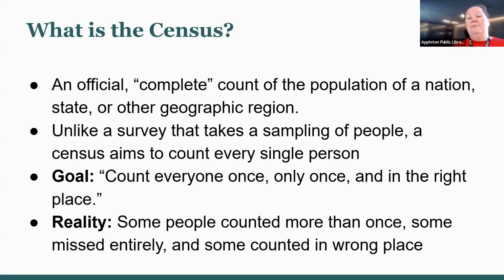So the official Census Bureau says that their goal is to count everyone once, only once, and in the right place. But the reality of that, of course, is that some people are counted more than once. Some people are missed entirely, and some people are counted in the wrong place. So, of course, there's always human error with anything.